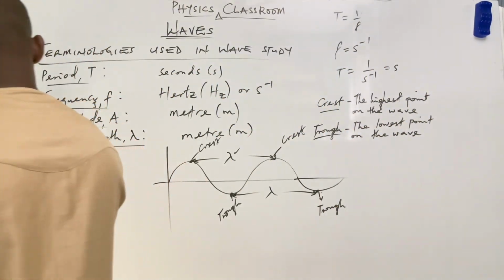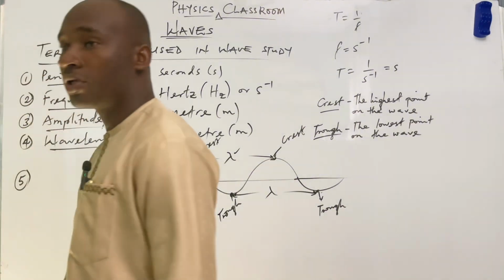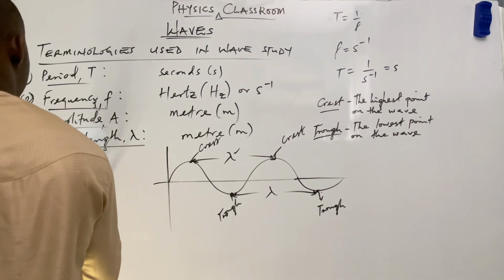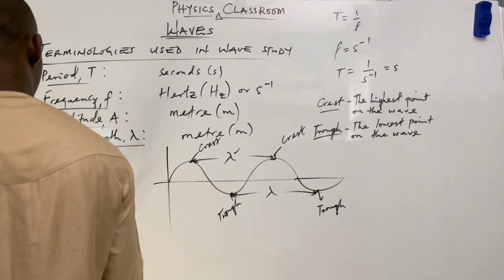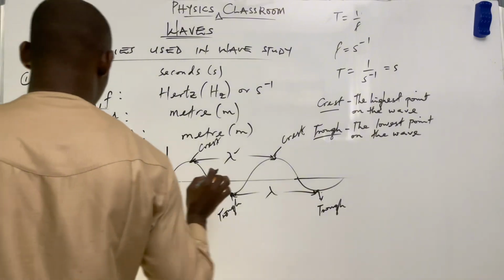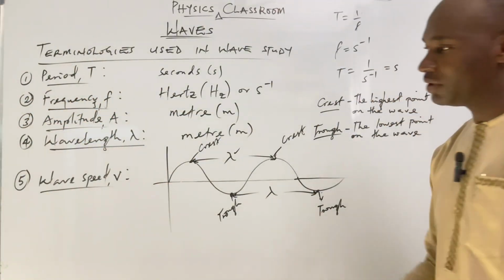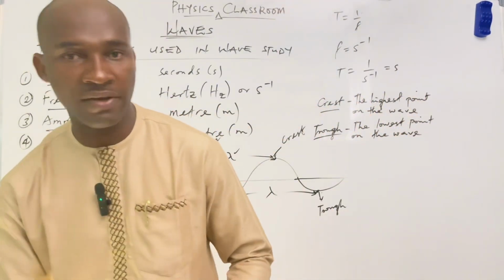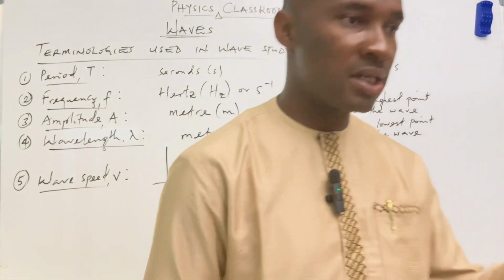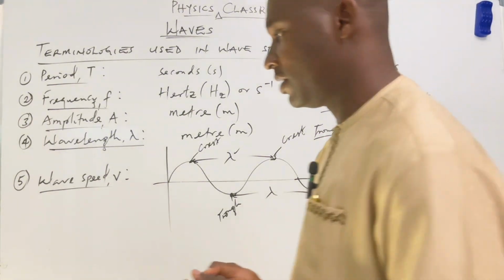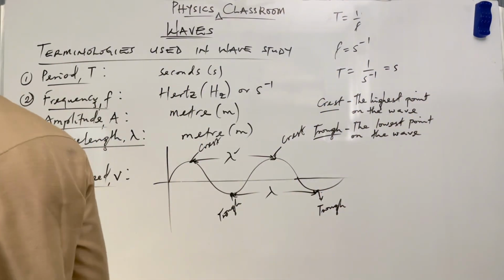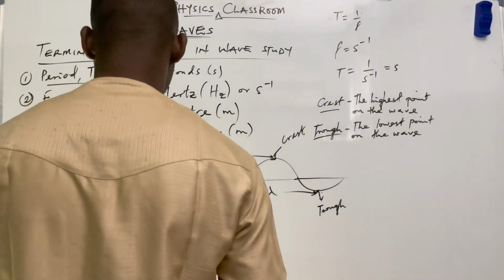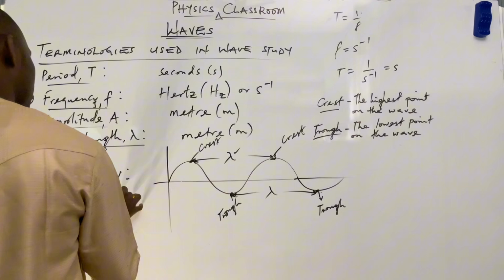The fifth term is what we call wave speed. What's the symbol for wave speed? That's v. How do we define wave speed? Wave speed is simply the distance covered by a wave in 1 second. Please take note. The distance covered by a wave in 1 second. And it is measured in meters per second.